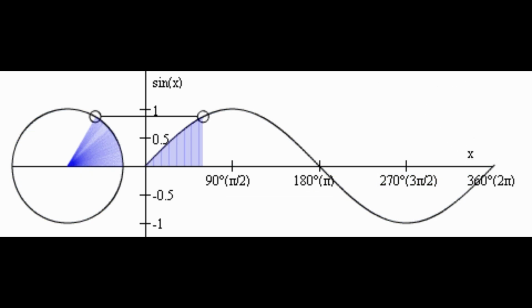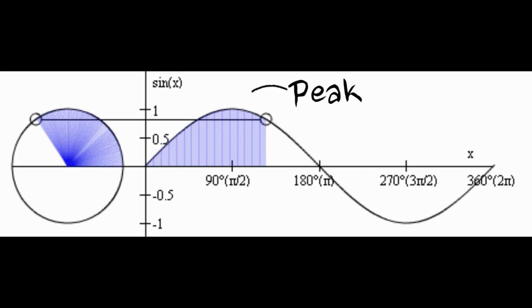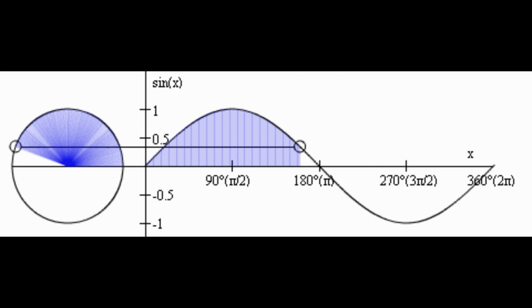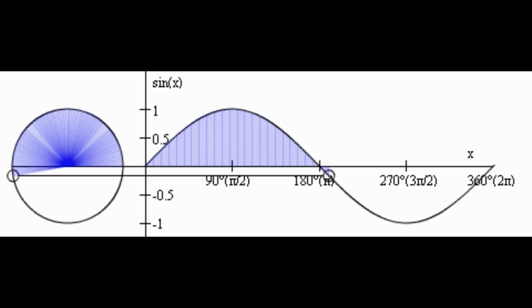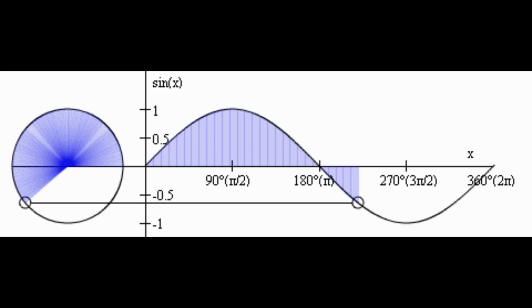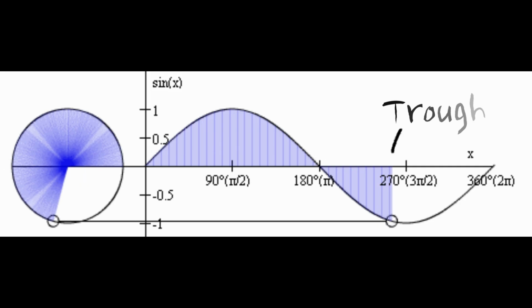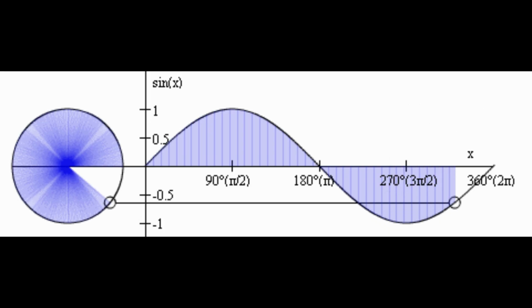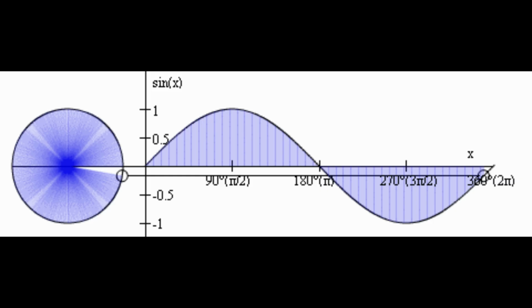As the current flows in one direction, it builds up maximum velocity until it peaks. It then has to slow down and come to a stop. Once it comes to a stop, it reverses direction, picks up maximum velocity again, which is called the trough. It then has to slow down and come to a stop. And this cycle just keeps happening over and over again.